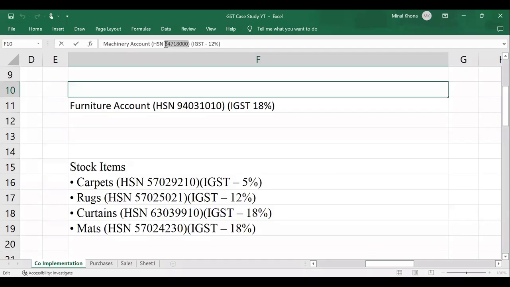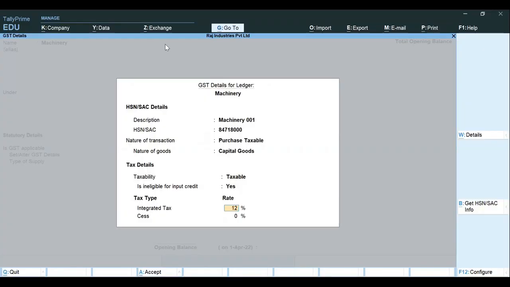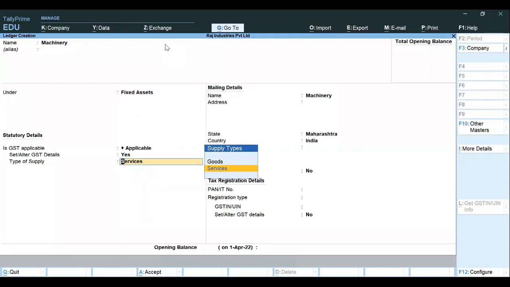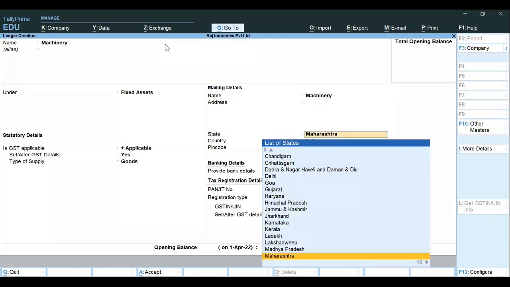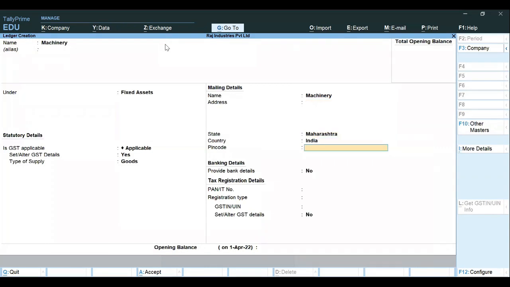Now, what is the tax rate? So the tax rate is 12%. All right, IGST is 12%. Now, type of supply is goods. I do not need to put any of these details on the right-hand side. I'm leaving it as it is. And the shortcut to save and accept the voucher is Control A.